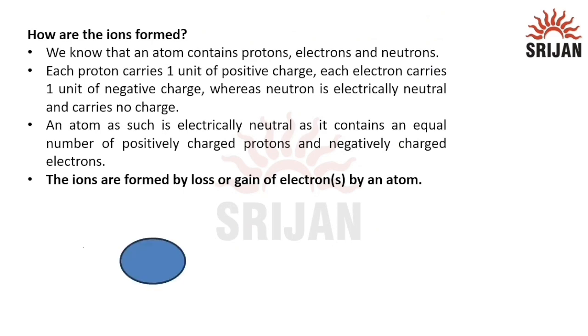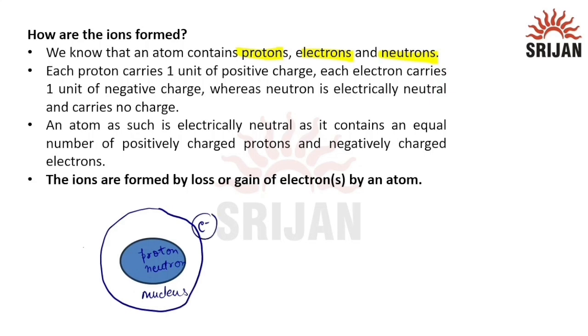We know that an atom contains proton, electron and neutron. See here, suppose this is a nucleus and the nucleus contains proton and neutron. The nucleus is surrounded by the shells in which electrons revolve. It is to be noted that proton is positively charged, electron is negatively charged, and neutrons are electrically neutral and carry no charge.